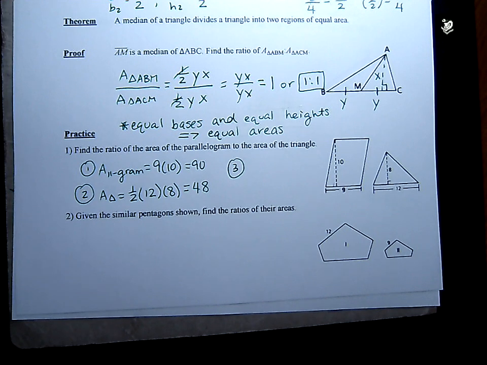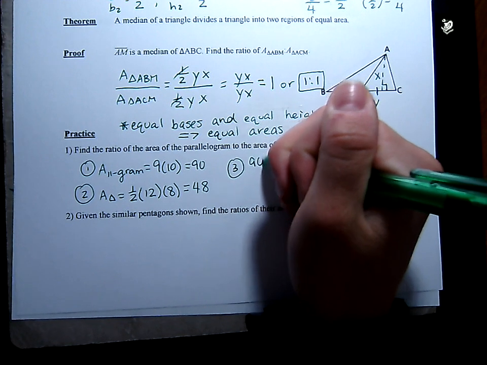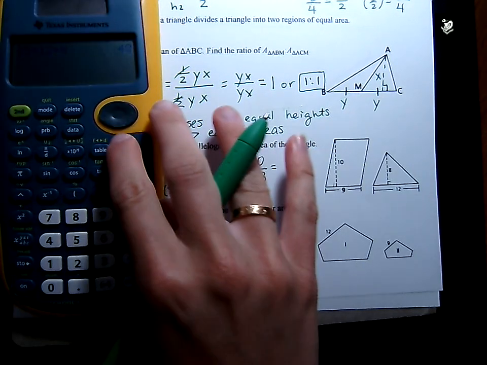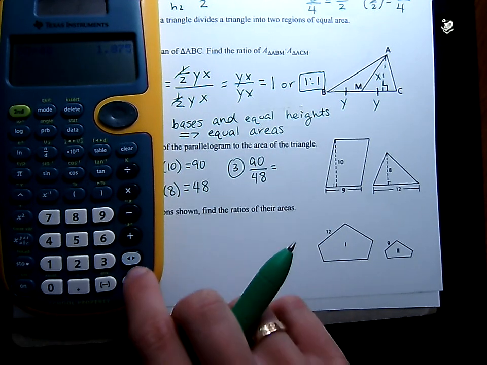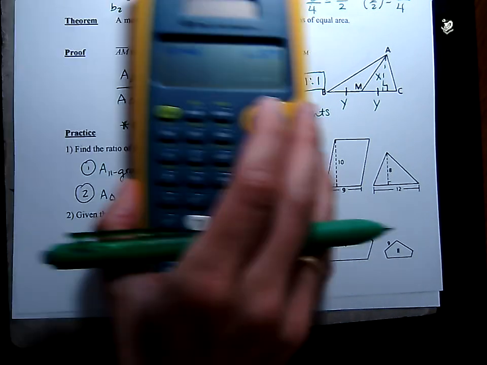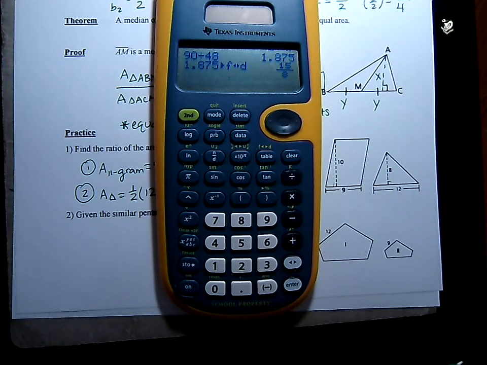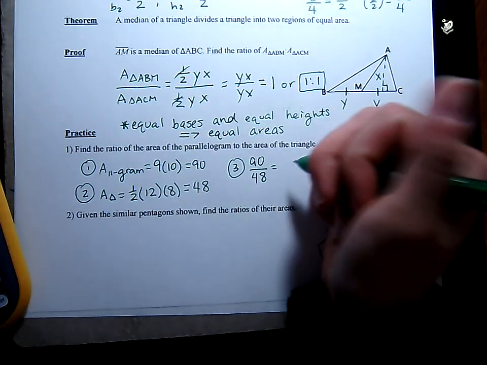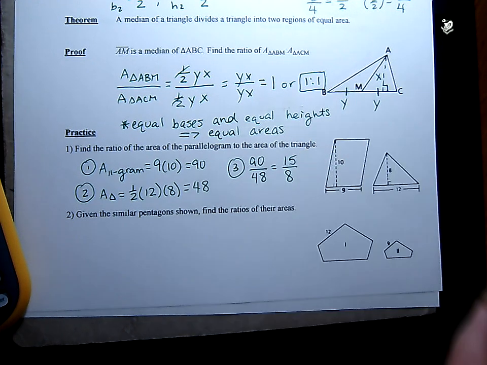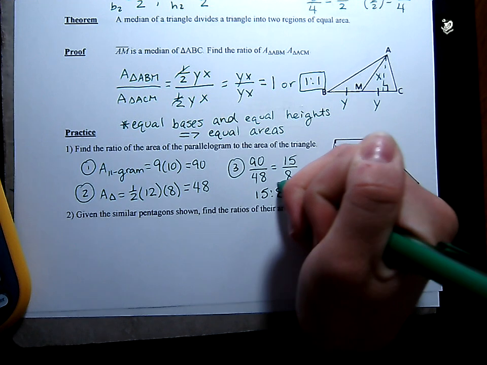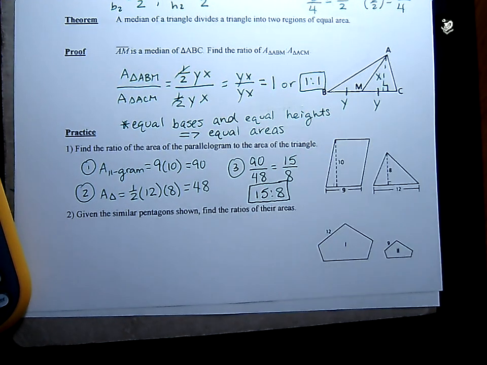So now, to find the ratio of the area of the parallelogram to the area of the triangle, I can create a fraction. I can say 90 over 48. And in my calculator, I can actually simplify that. So if you put 90 over 48 and then you press second table, it actually changes it to a simplified fraction for you. So 15 over 8. And you can leave your answer as a fraction, or I like to actually write it just like this, 15 to 8. So that is the ratio of the areas of the two figures.